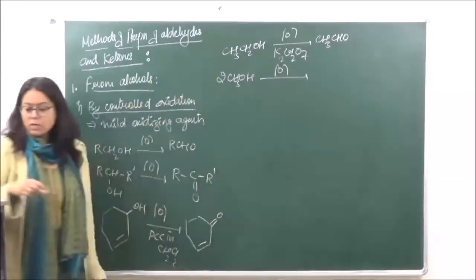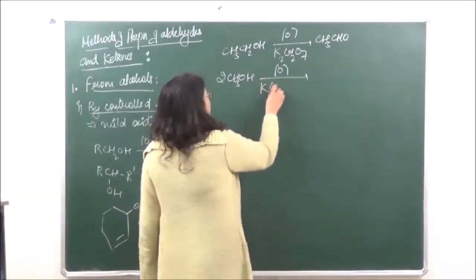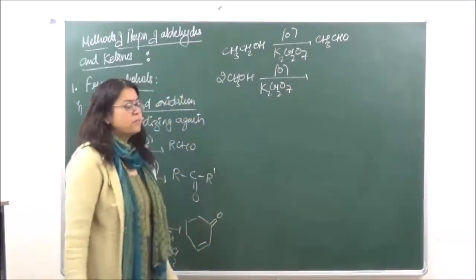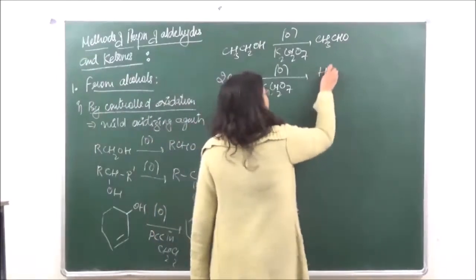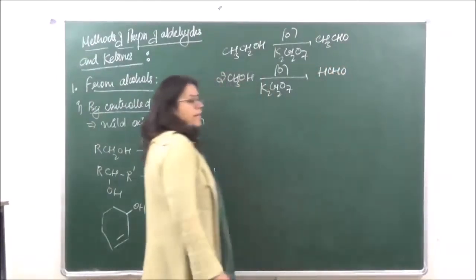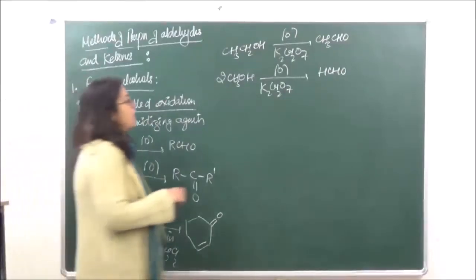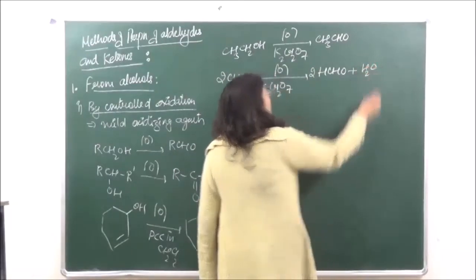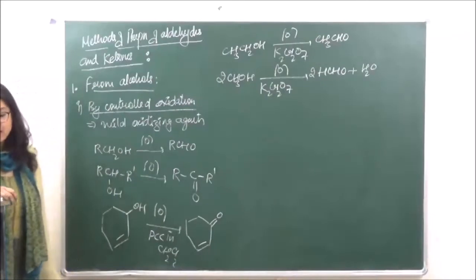Or if we have methyl alcohol, again we are doing the oxidation in presence of acidified K2Cr2O7. Acidified K2Cr2O7 means that we put a little amount of dilute acid in this. This is going to give us formaldehyde, HCHO, and plus a molecule of water. It is converted into its respective aldehyde.